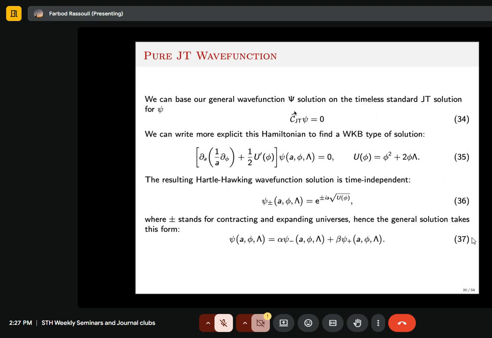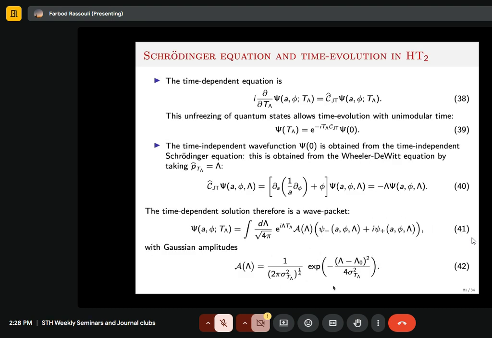So I need to give you a digression for a pure JT wave function. So let's say that we are only in JT. So basically we have only the Wheeler-DeWitt without unimodularity. We have 34 basically, and we take the wave function solution as 36, which is very standard. It's this approximation, and you can have the 37 basically, an expanding and contracting part of the universe, basically psi. From this, we're going to basically build the full wave function, as you can see.